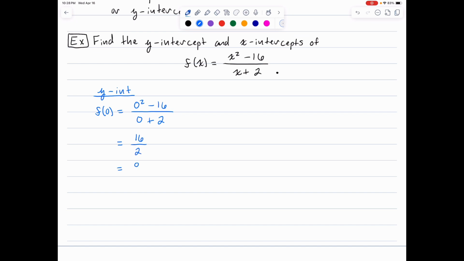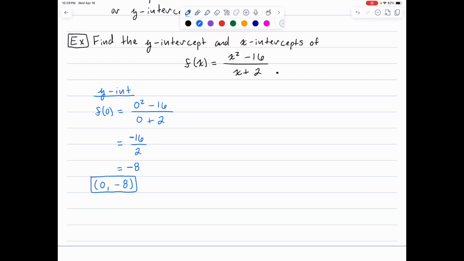which just equals 8. So that means our y-intercept is at, oh, I made a mistake. We should have a negative 16, so negative 8. My bad. So instead of 16 over 2, we should have gotten negative 16 over 2, which gives us negative 8. But we have to write our final answer as an ordered pair, so since it's a y-intercept, 0, negative 8. And then we're done.